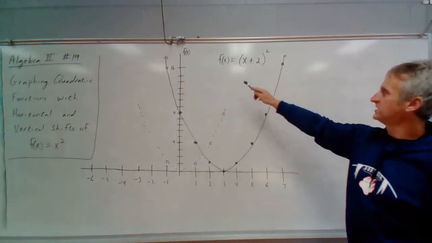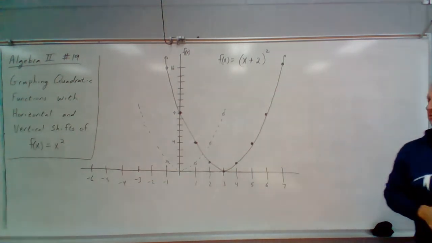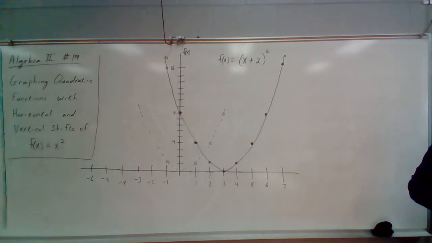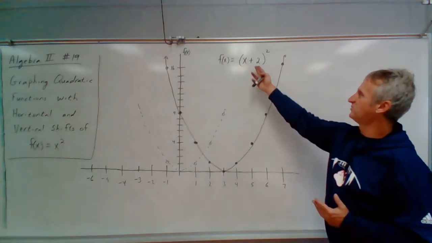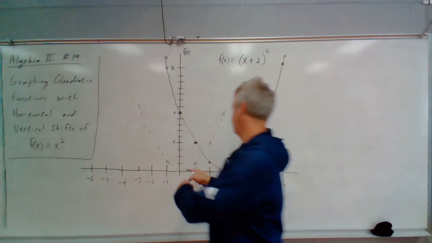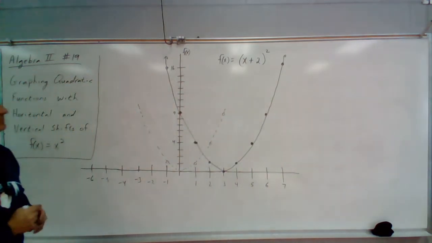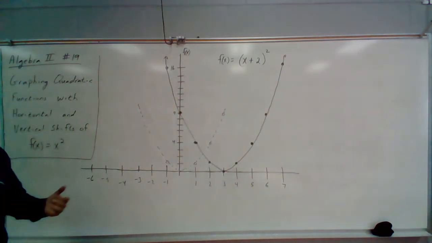All right, let's try a new one. Let's do f of x equals x plus 2 squared. All right, so maybe you can guess what this plus 2 will do to the original parabola, the dotted one. Okay, let's graph some points and see if your guess is right.